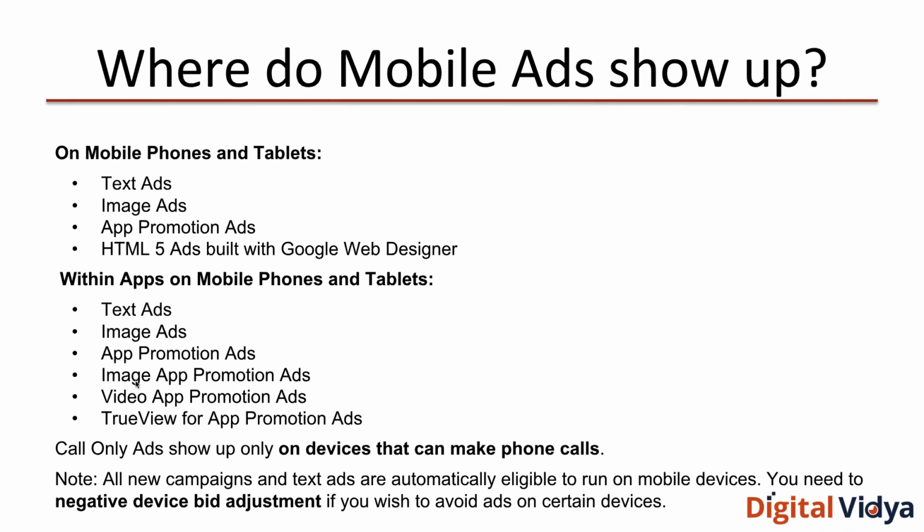The second section talks about what kind of ads can show up on mobiles and tablets. When you use an app, inside the app, what kind of ads can potentially show up? They are again text ads, image ads, app promotion ads, but you can have image app promotion, video app promotion, or TrueView app promotion. These are video and TrueView. TrueView are those video ads that are created using the AdWords platform. Okay, so specifically these kind of diverse app promotion ads can be shown within the apps.